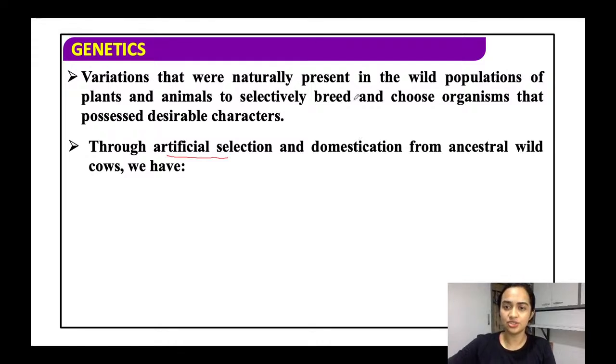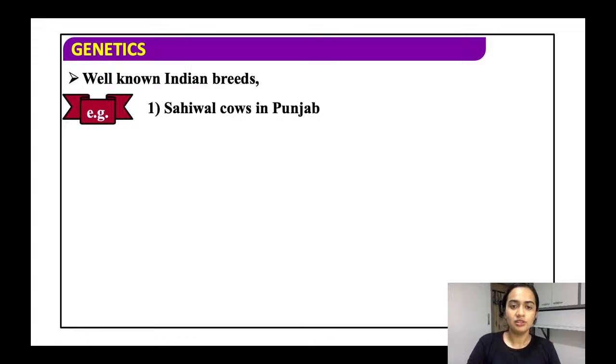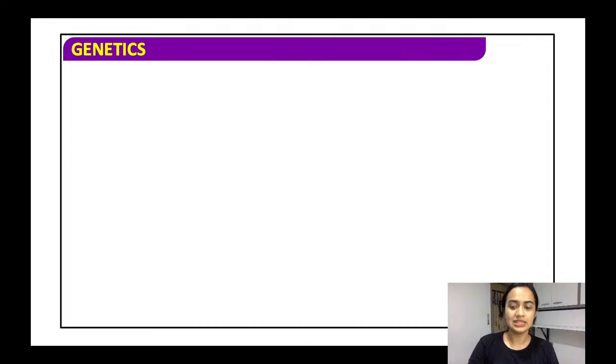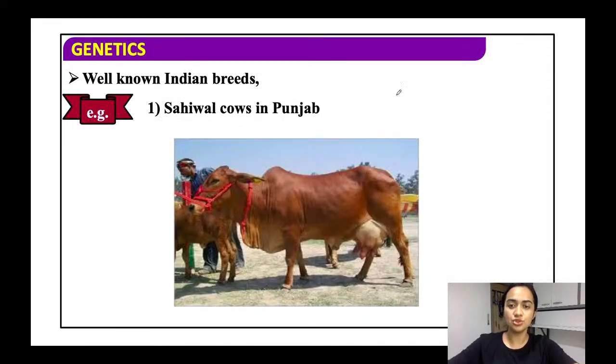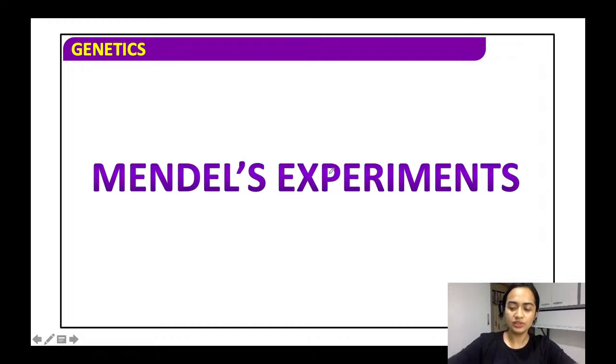So variations are naturally present in the wild population of the plants and animals. So we can select, breed and choose the organisms that possess the desirable characters or the better quality, or however is a requirement. So, Sahiwal cows in Punjab, these are all genetically bred ones. That is, we have chosen the best genetic qualities and tried to artificially breed them. So, it is just an example. But now we will look into detail how Sir Gregor Mendel started with his experiments.